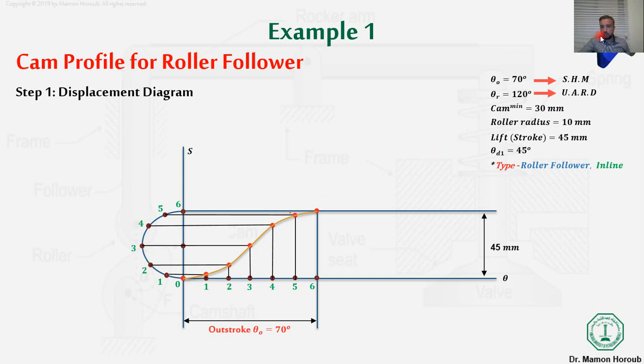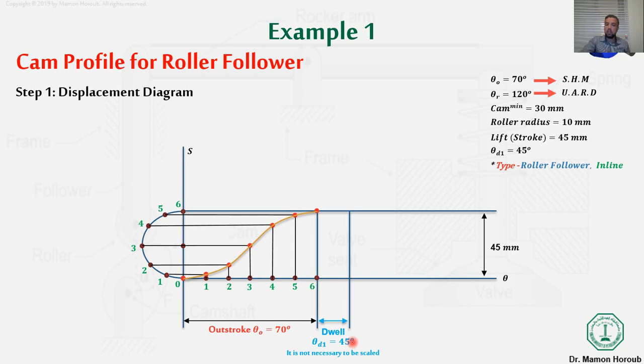The next step: we finished with the outstroke. The next one, as we said in the example or in the question, we have rise, dwell, then fall, or outstroke, dwell, then return. So here we have a dwell, and we said the dwell equals 45. So we need to put 4.5 centimeters here. So this is the dwell, which is theta equal to 45 degrees.